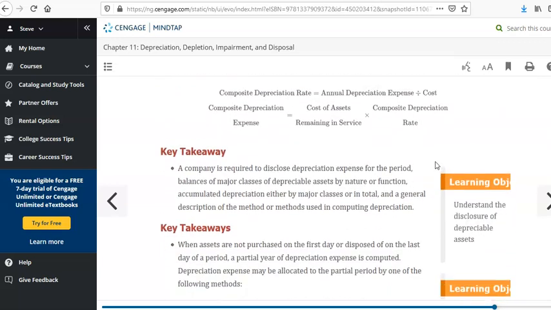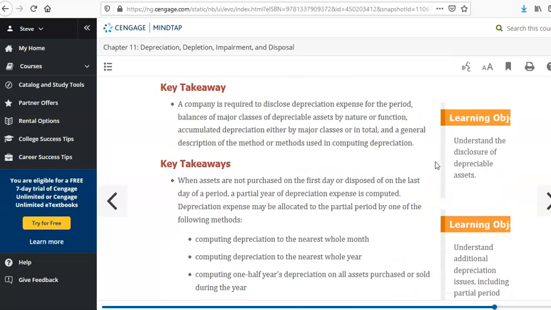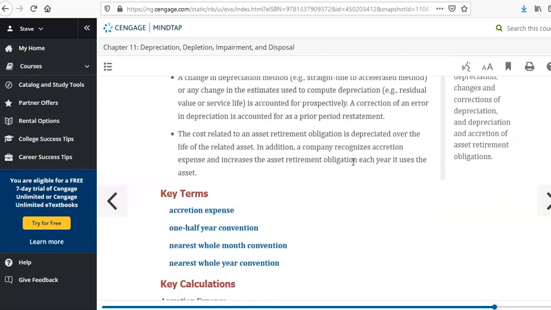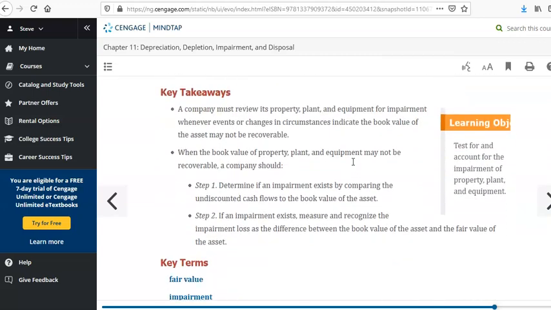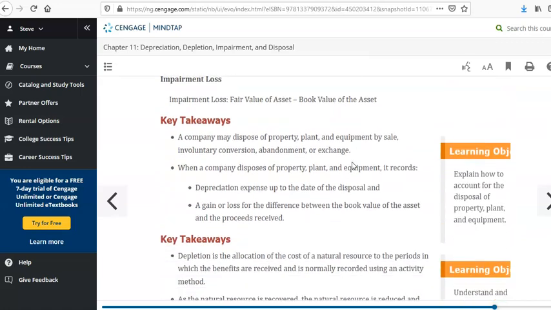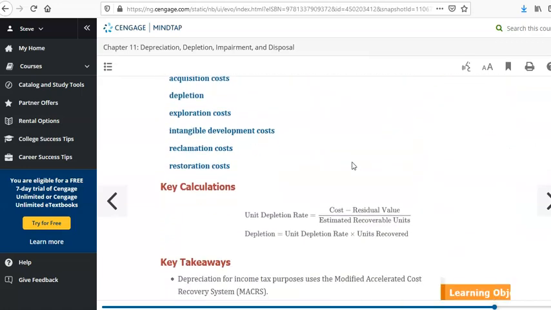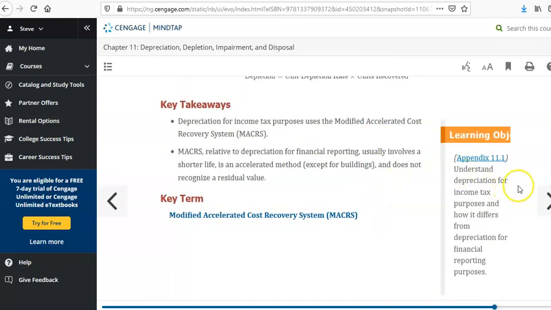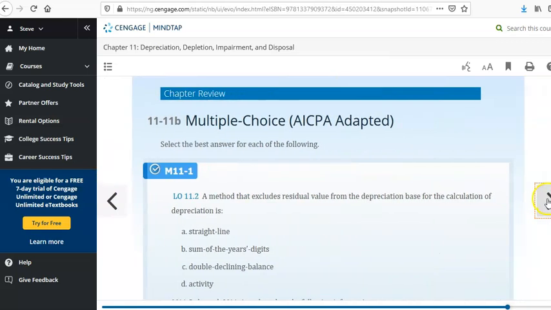Take a look at this as you're working on your homework in Cengage. Maybe you need a little refresher or reminder about something. You can come back here and look it up. I'm just scrolling through so you can see all of these. There are quite a few here, and every chapter has something just like this, and you'll find it very useful. Here's the depletion information, for example. So take a look at that as you feel the need.